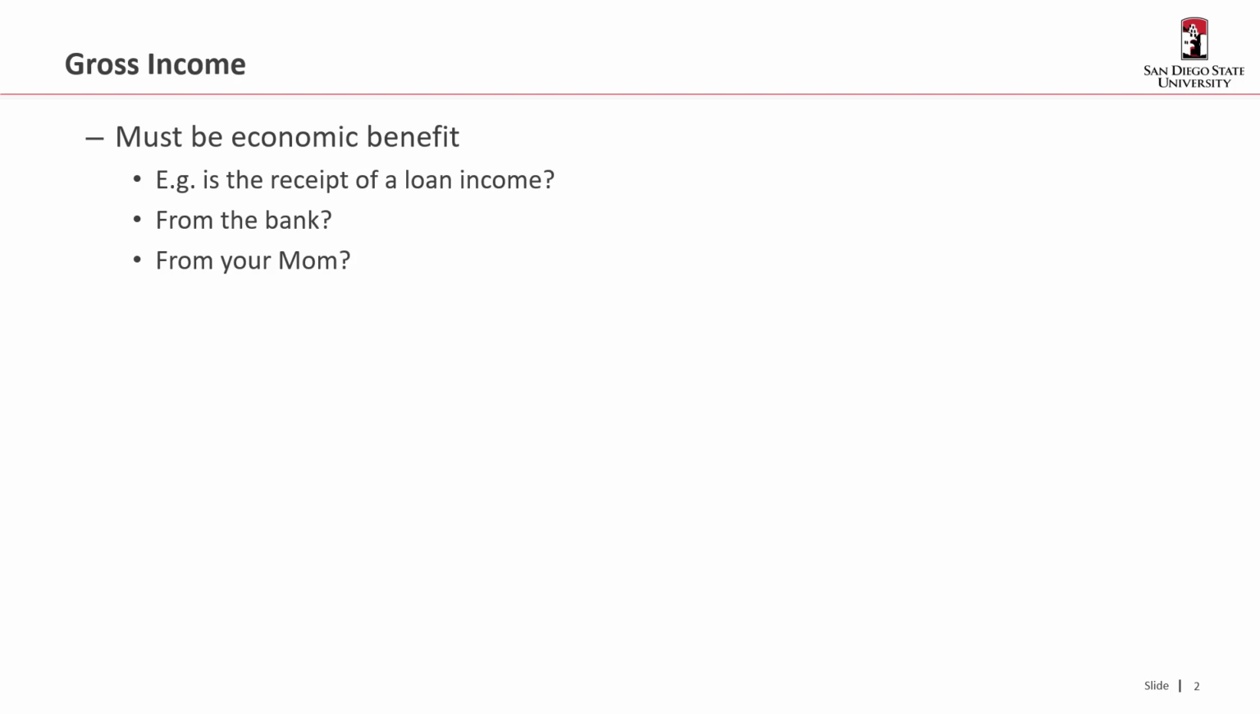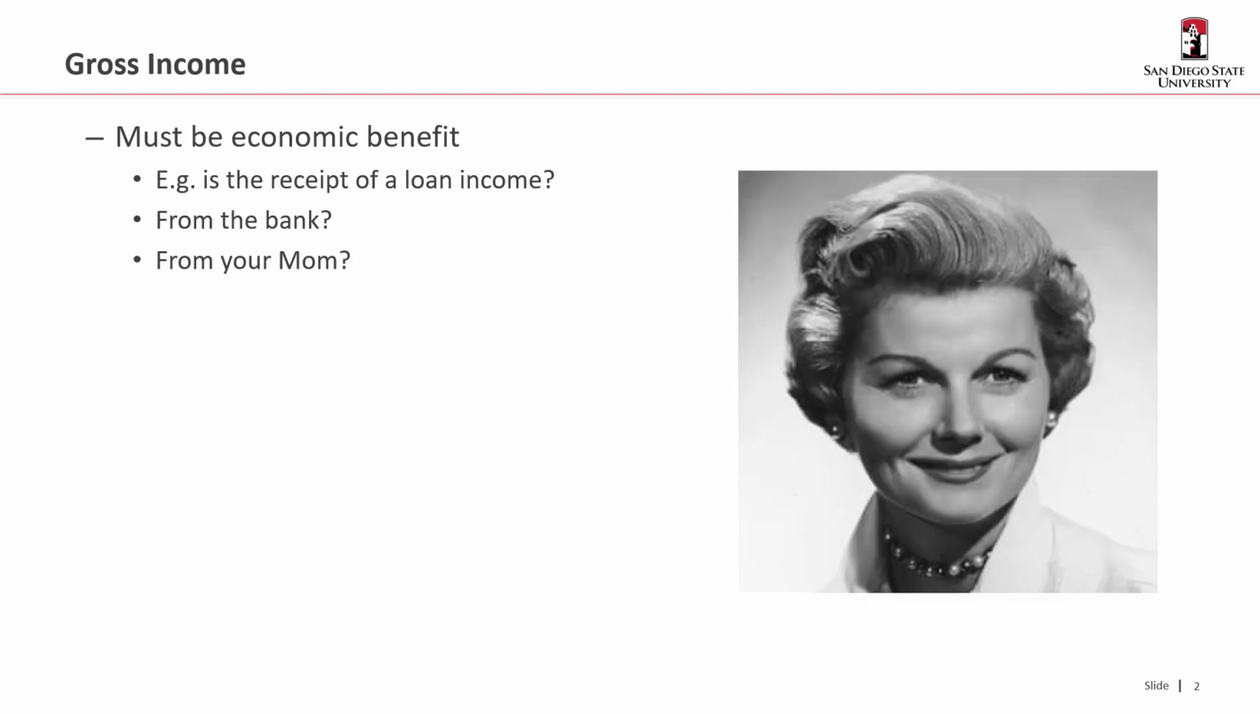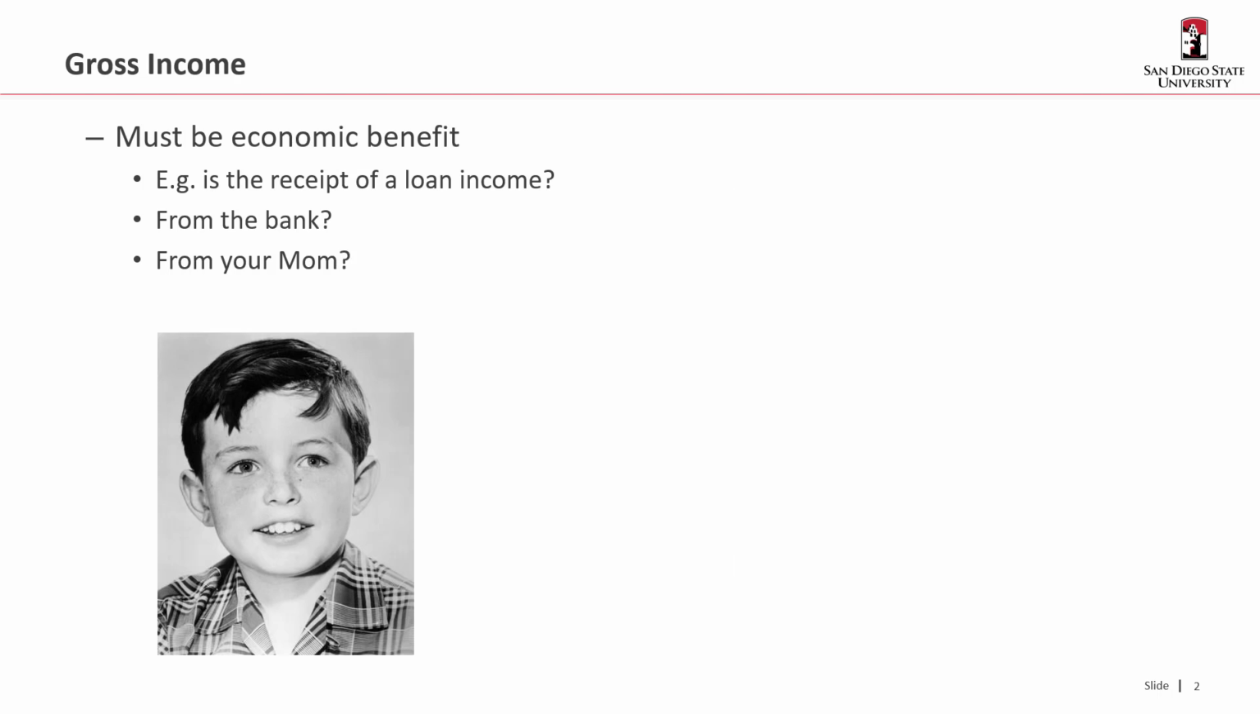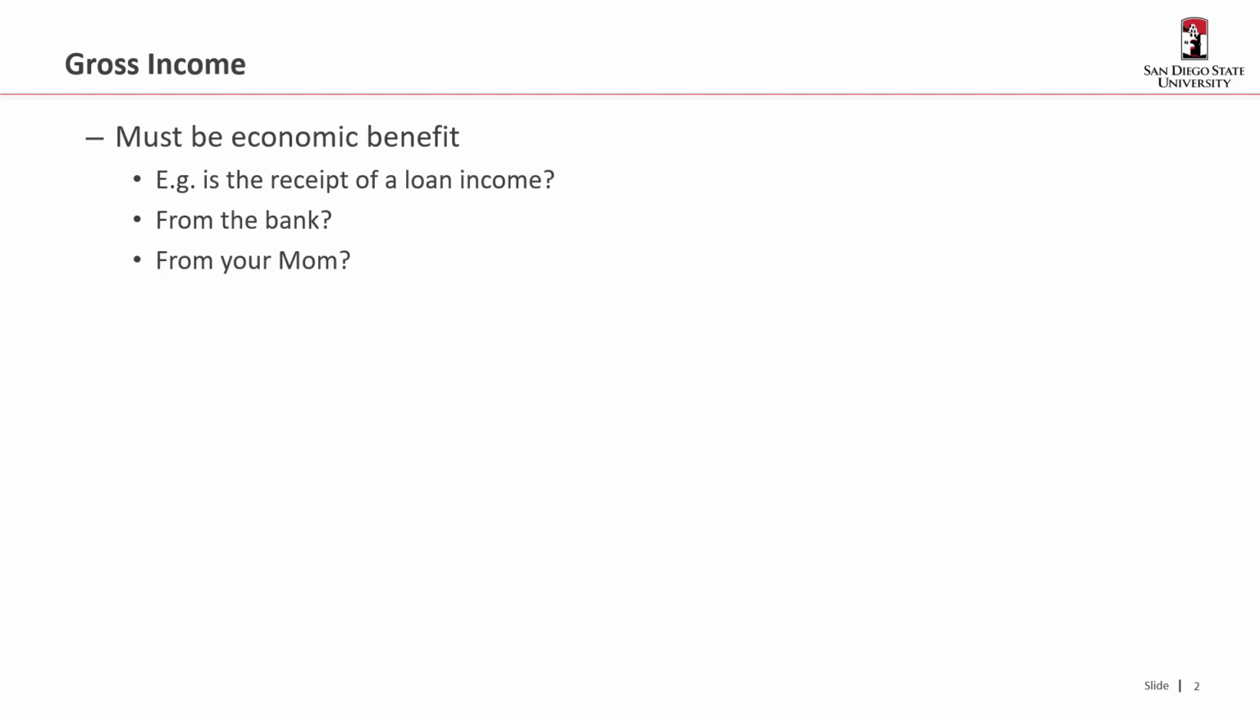So there must be some kind of economic benefit to create income. For example, is the receipt of a loan income? Well, probably not, especially if it's from the bank. But what if it's from your mom and it's like, oh, here's $20, you owe me, but she doesn't really expect you to pay her back, right? Either way, typically a loan does not provide an economic benefit because all that does is create a liability.